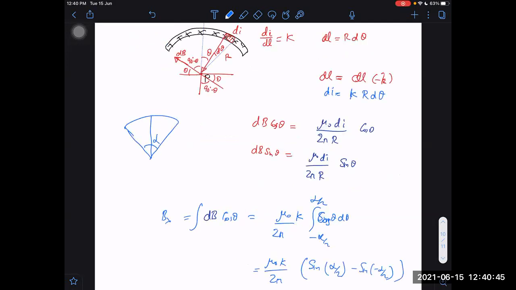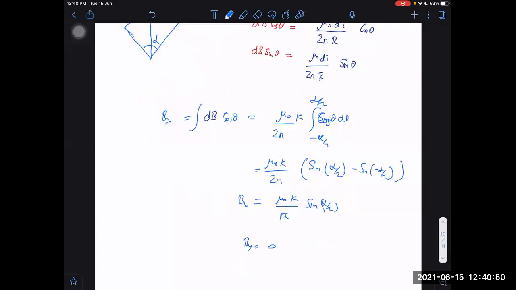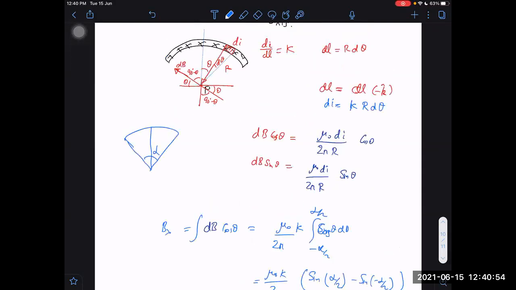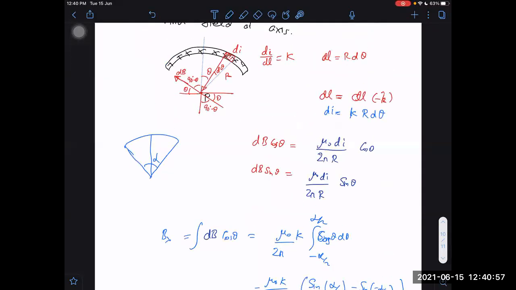Sir, when we take the other dB, then the cos theta components are cancelling. If I take this dB on the right side, then dB will be in this direction and the other dB in this direction. The x component will add up, but the y component for one is upwards and for the other it is downwards, and the y component will cancel. Okay, right, sir or not?